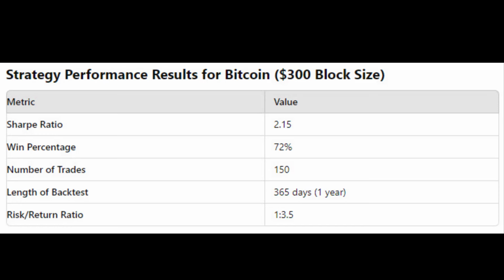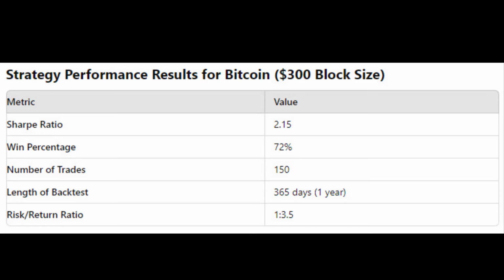But so far, looking pretty decent. Sharpe ratio just over 2, win percentage 72%, risk return 3.5 to 1. So probably if we're using Kelly's criterion for sizing, you could get something pretty decent in terms of size there.